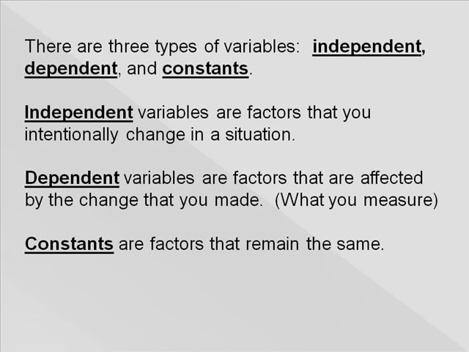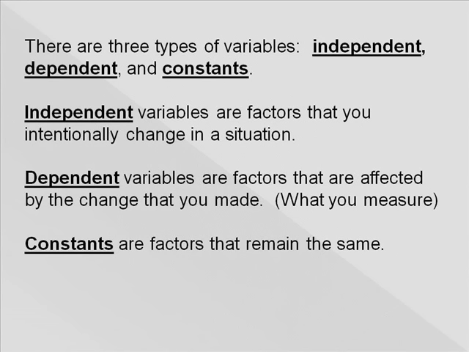This is where it gets more difficult. We need to talk about the different types of variables. In our experiments, there are going to be 3. You need to have an independent variable, a dependent variable, and you're probably going to have quite a few constants.